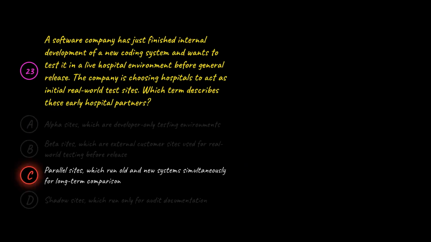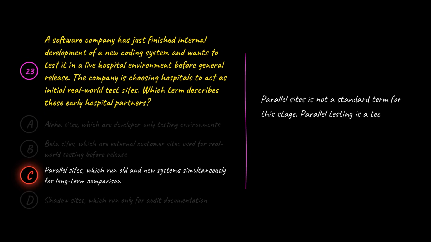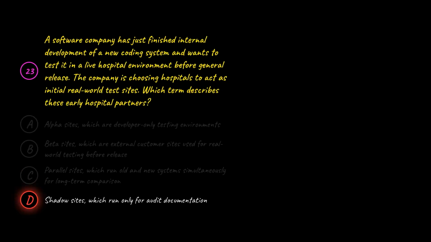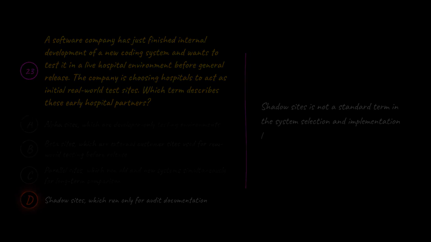C is wrong because parallel sites is not a standard term for this stage. Parallel testing is a technique within a single site where old and new systems run side by side during cutover. D is wrong because shadow sites is not a standard term in the system selection and implementation literature.